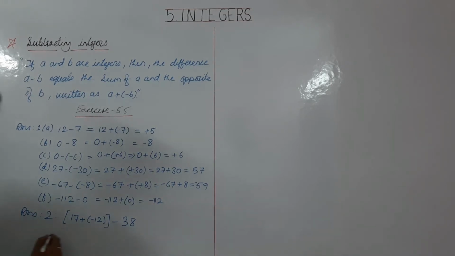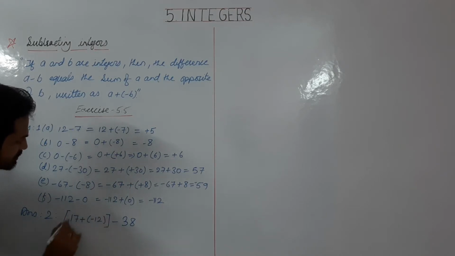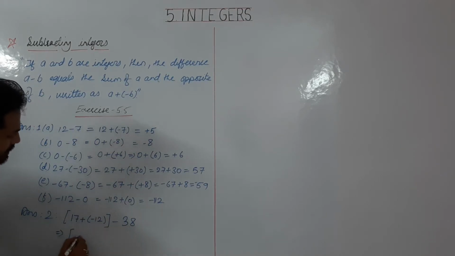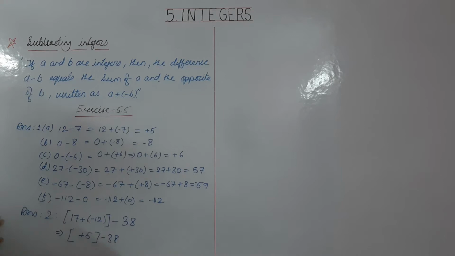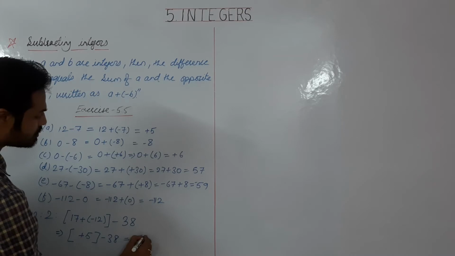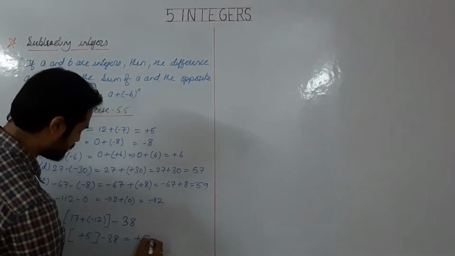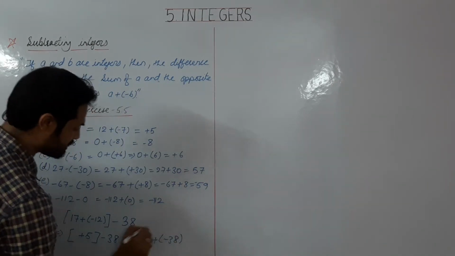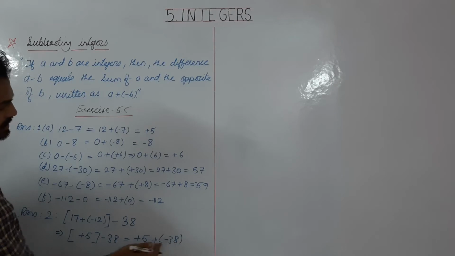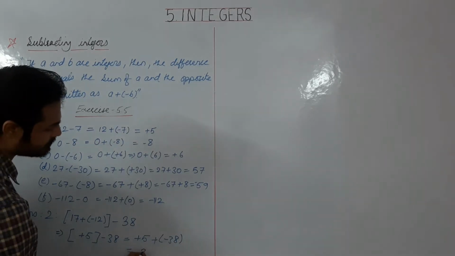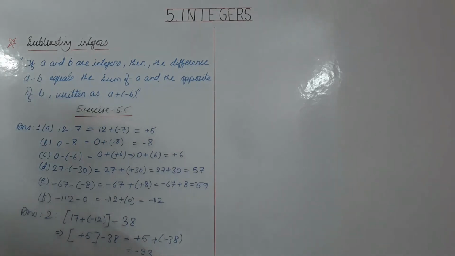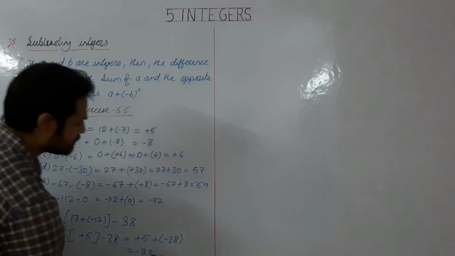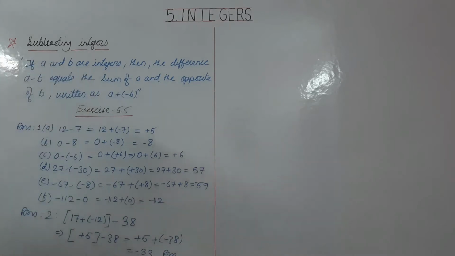So in this problem, what to do? Please solve this bracket first. 17 minus 12 will be plus 5 and then minus 38. Again, the second number is negative, minus 38. So using this property again, we can write it as plus 5 plus of minus 38. And the answer is 38 minus 5, 33, and sign of 38. Minus 33 is the answer.